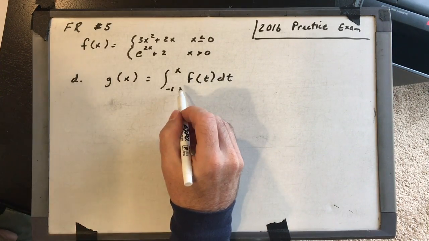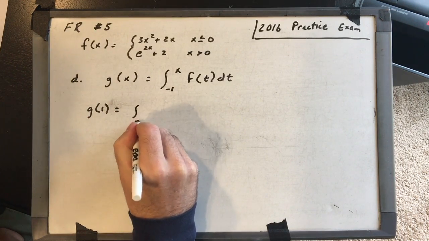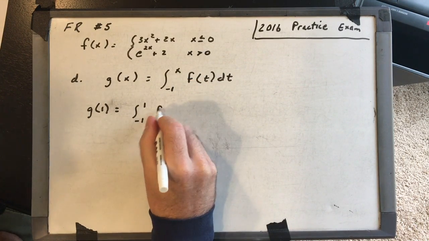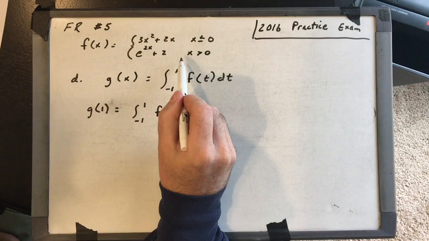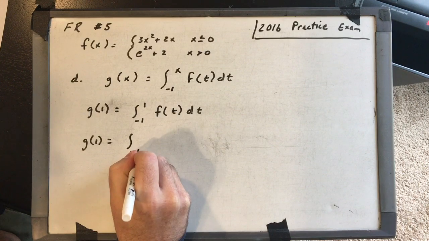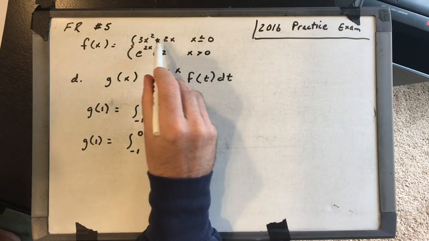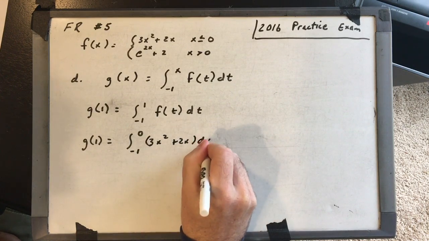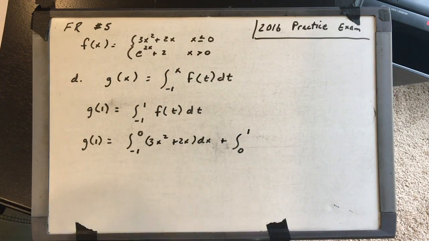Okay, so we want to find g of 1. Okay, so g of 1 is equal to the integral from -1 to 1 of f of t dt, since you put the 1 in the upper limit. So we've got to divide it into two functions. It's going to be g of 1 is, we integrate -1 to 0, because when x is less than 0, it's the top function, 3x squared plus 2x dx, plus the integral from 0 to 1 of e to the 2x plus 2.